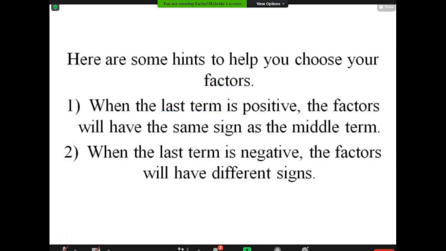So there are some hints to help you choose when or how to factor. You're going to look for when the last term is positive, therefore the factors in the middle will have the same sign. You're going to look for when the last term is negative, because then the factors will have different signs. So again, just little cheat sheets to help you factor.